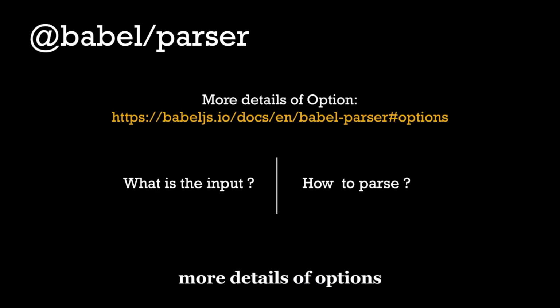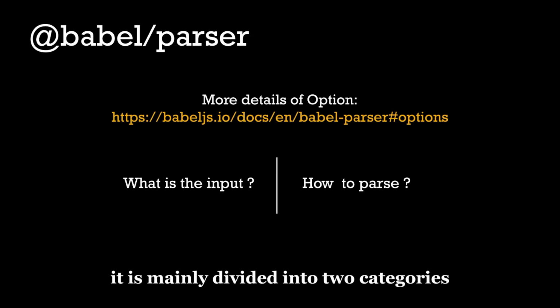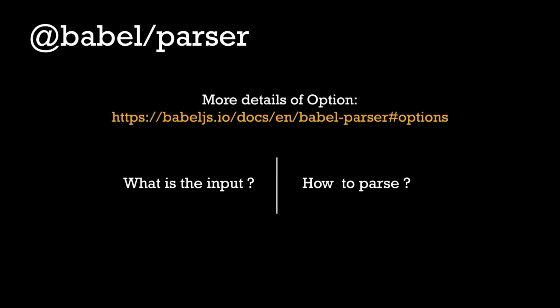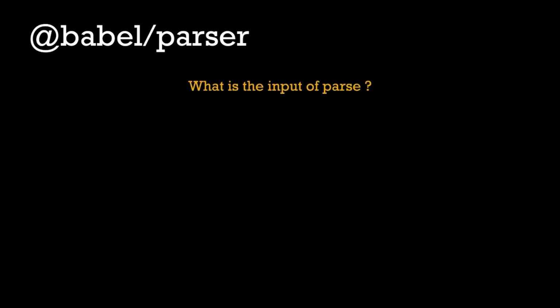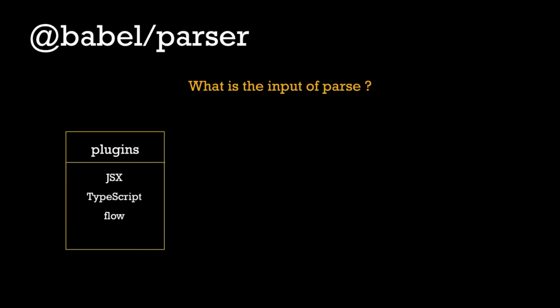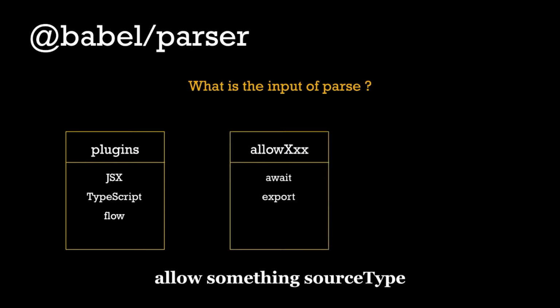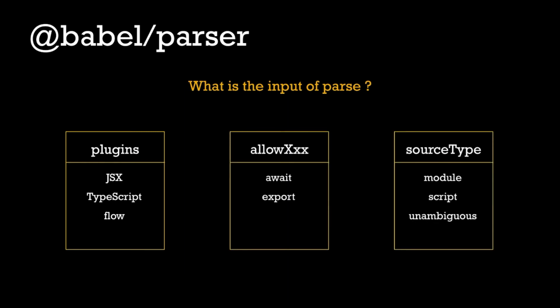And for more details of options, you can read the documentation on Babel parser options. So in fact, it is mainly divided into 2 categories: what is the input of parse and how to parse. So what's the input of parse? It consists of plugins, allow options, and source type.